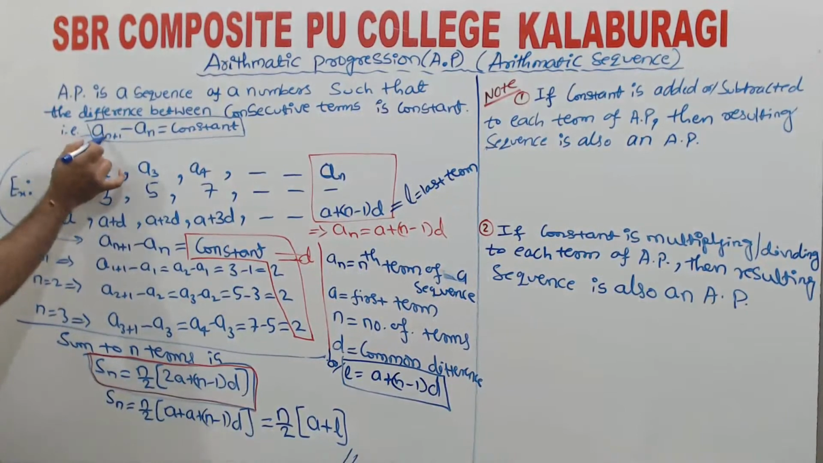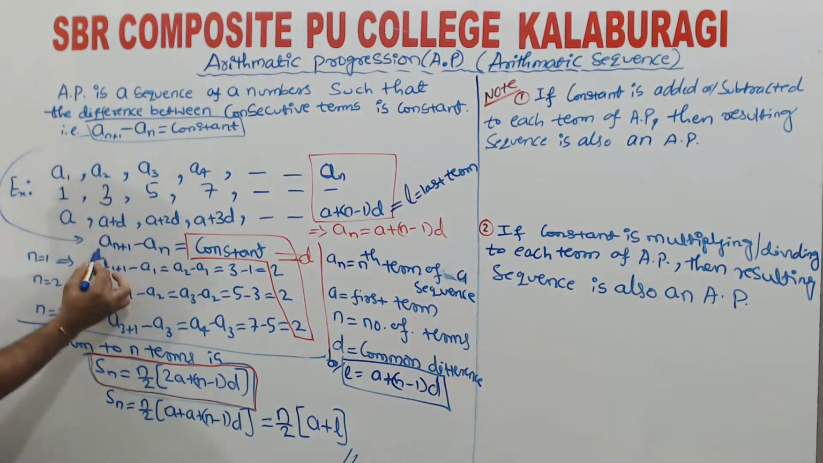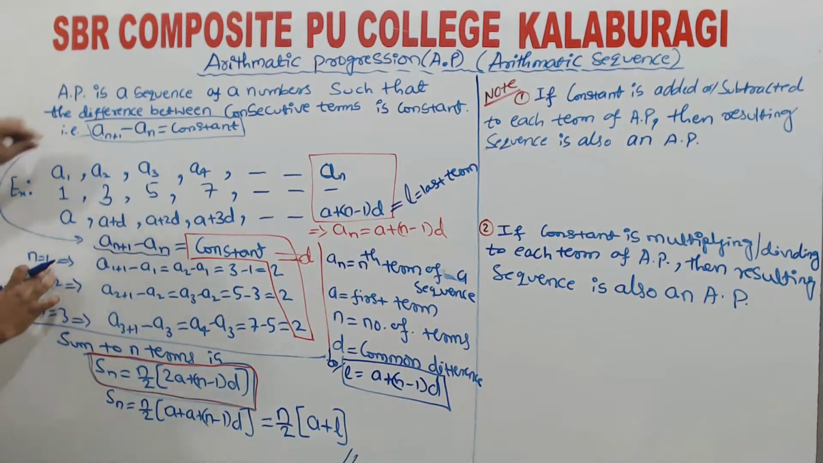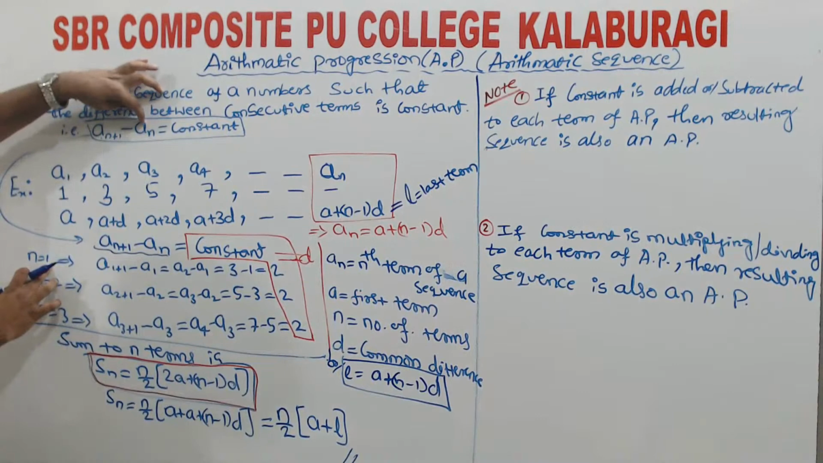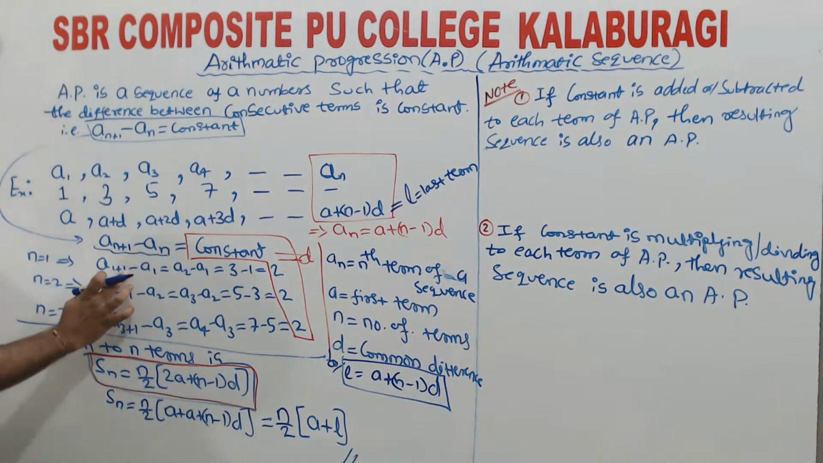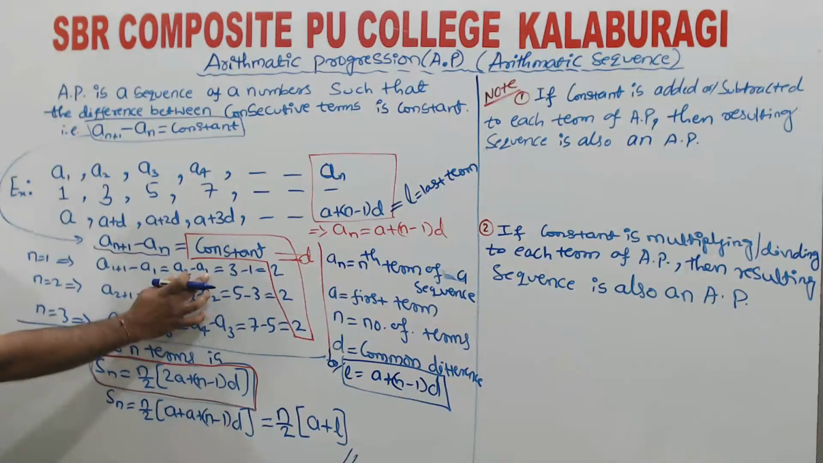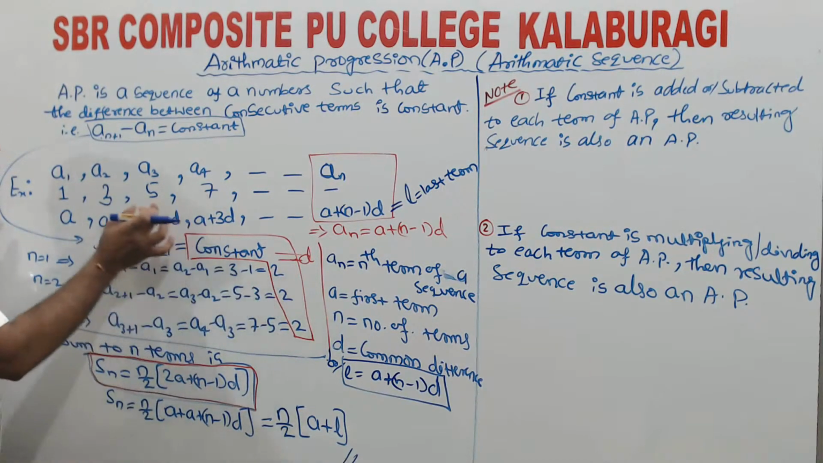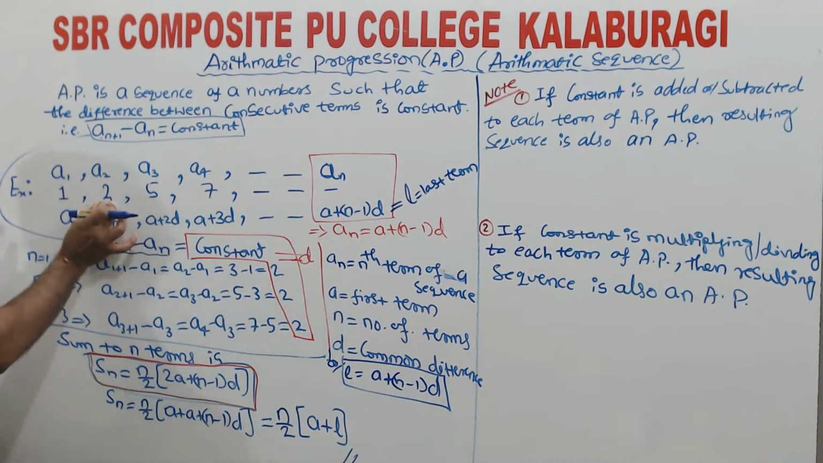I am taking this condition as it is here. a(n+1) minus a(n) is written as it is here. Put n equal to 1 in the given condition a(n+1) minus a(n) equals constant. A1 plus 1 is A2, so A2 minus A1. It means second term minus first term, which is 3 minus 1. It gives 2. Again, third term minus second term.